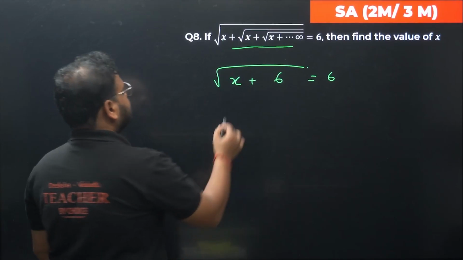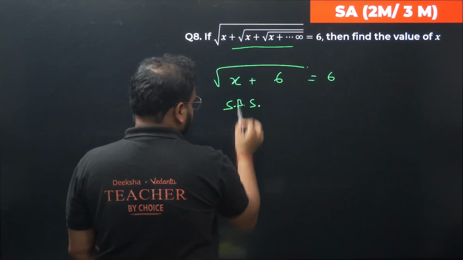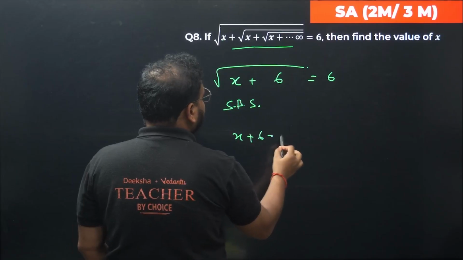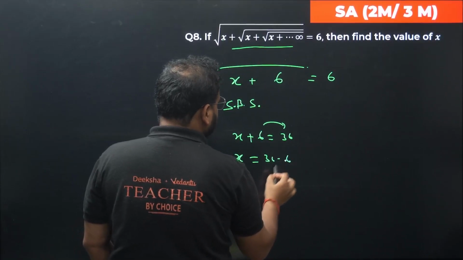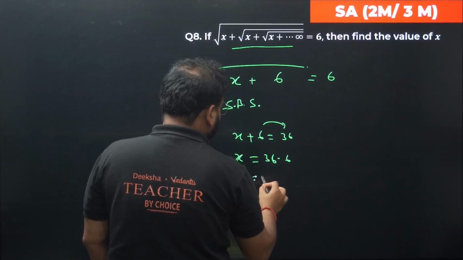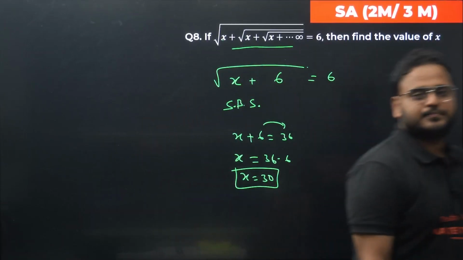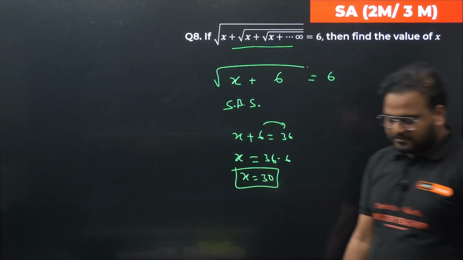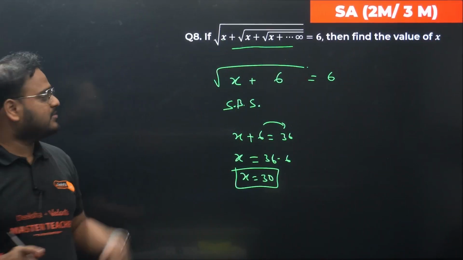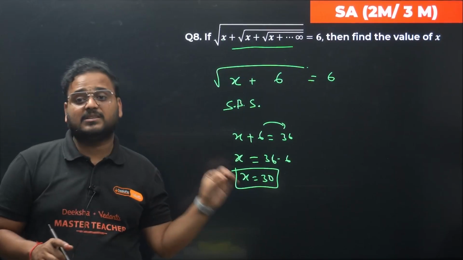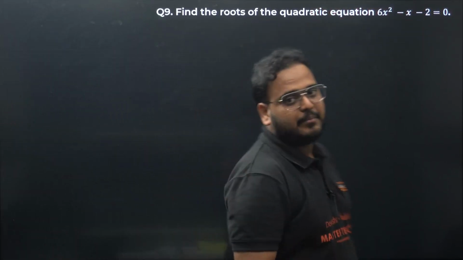Now square on both sides. Squaring both sides. What I get? I get here x plus 6. I get here 36. Move on this side. I get x equals to 36 minus 6. I have the answer as x equals to 30. X equals to 30 is my answer. Okay. Simple enough. The question can be asked like this for some student to trick you, but it's not difficult at all. It's a very simple question. Nothing has to do with the formula or tricks of quadratic, but yeah, can be asked.